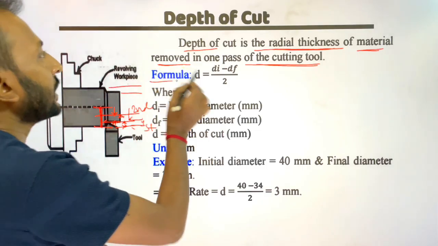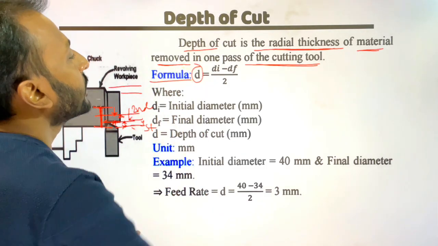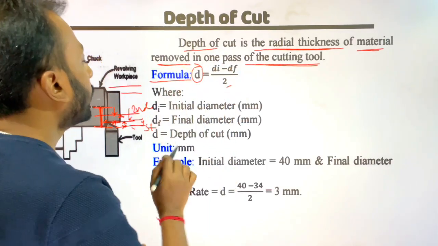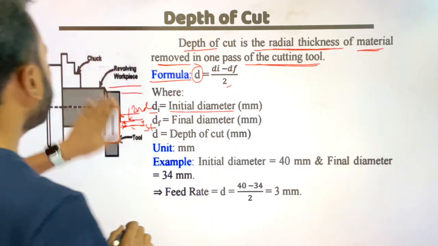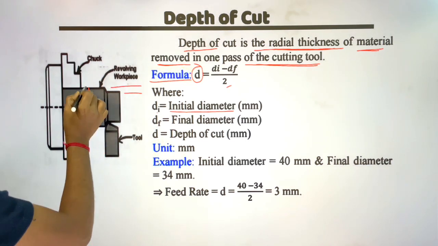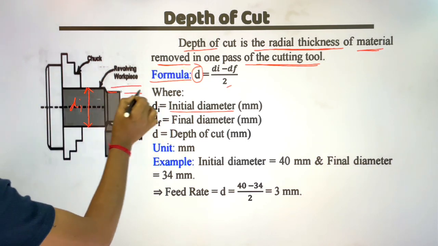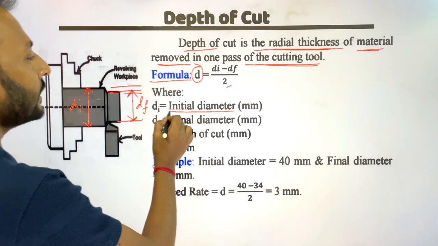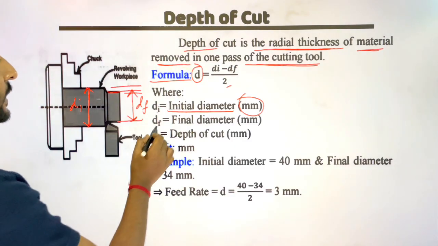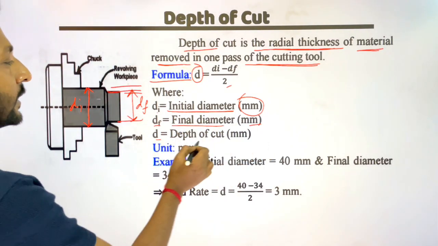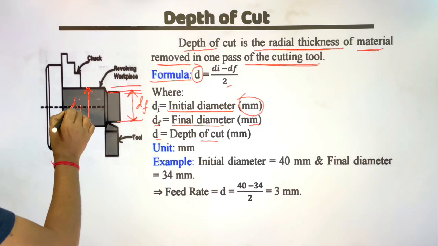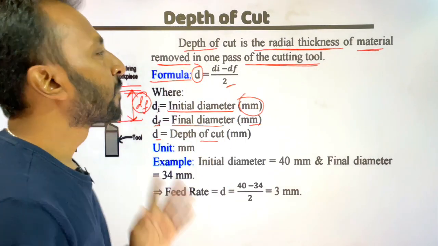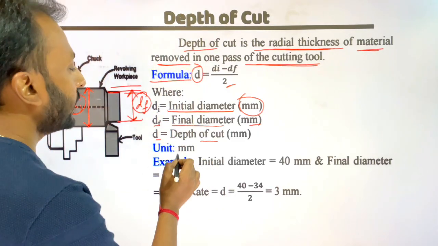The formula: depth of cut, denoted by small d, is equal to di minus df by 2. What is di? Di is the initial diameter in millimeter, and df is the final diameter in millimeter. We deduct df from di and divide it by 2, that is the depth of cut, and it is always denoted in millimeter.